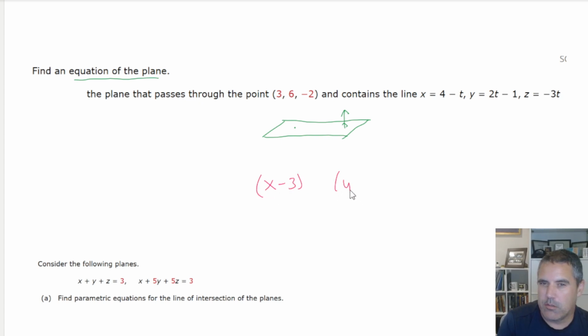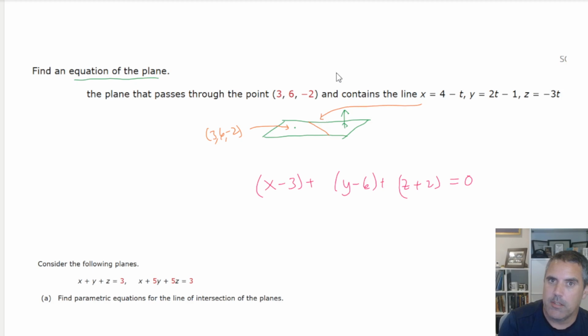So I don't think these are things where we stare at the page for a long time. I think these are things we would know right away if we prepared. So then we have this point, (3, 6, -2). You can see how I drew the picture. I always recommend you do. And we have this line that's on there.